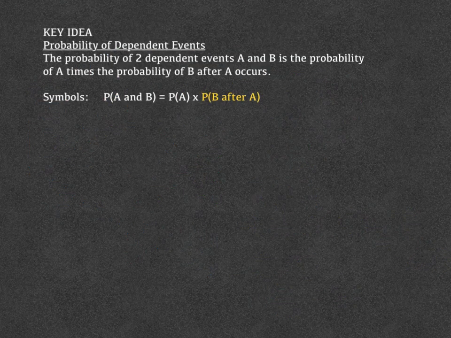So our key idea for probability of dependent events is that the probability of 2 dependent events A and B is the probability of A times the probability of B after A occurs. So in symbols, P of A and B is equal to probability of A times probability of B after A. Looking at our previous example, you need to look at the total number of possible outcomes after A occurs and the total number of outcomes after A occurs.